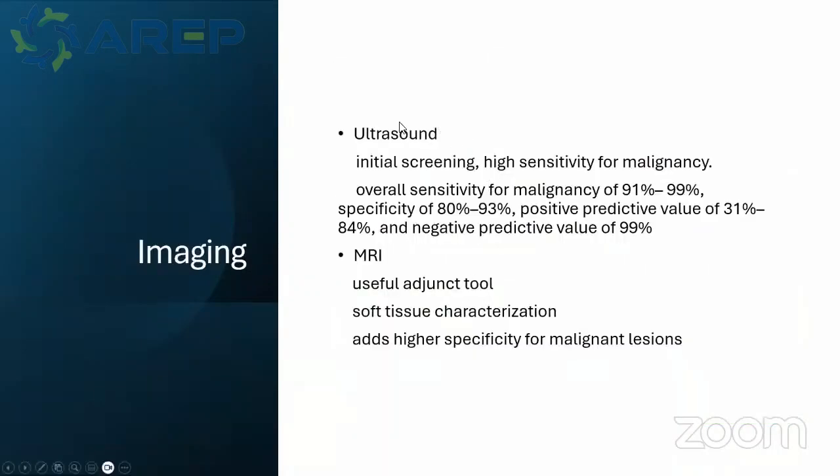So for imaging, we do ultrasound. Ultrasound is the initial imaging modality. It has a high sensitivity for detecting malignant lesions. And MRI is a useful secondary test as a problem-solving adjunct tool. It has robust soft tissue characterization and adds higher specificity for malignant lesions.